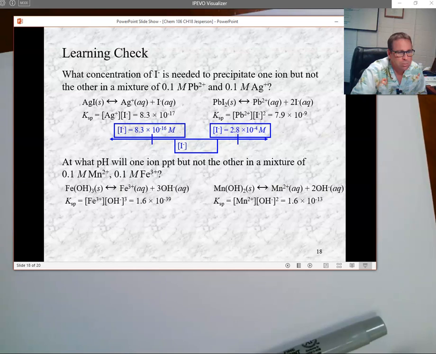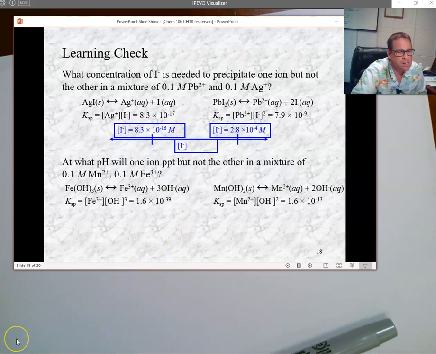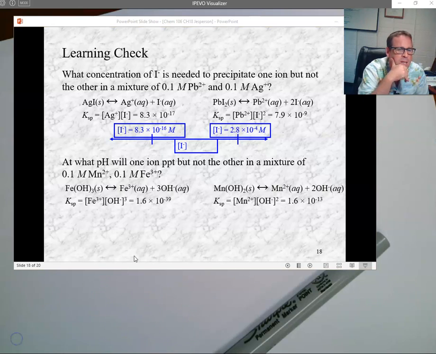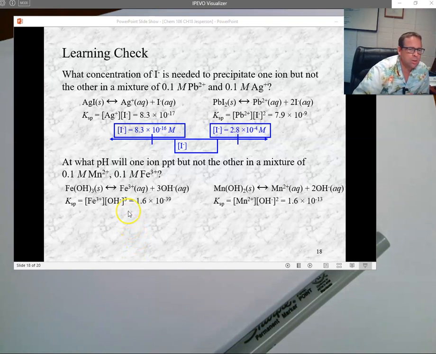Okay? So, I'll give you guys, what do you need? 48 seconds to do this one. So, go for it. The hydroxide ion concentration necessary to precipitate out the iron.